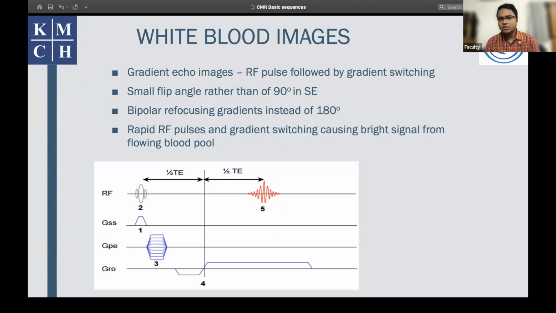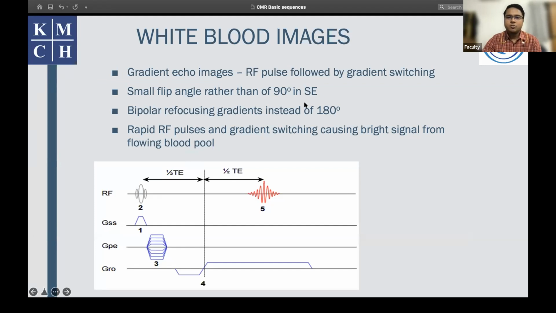So the second set of sequences are the white blood images or gradient echo images. In gradient echo images, as we saw, there is an RF pulse which is followed by gradient switching instead of a 180-degree pulse. There are two main differences between a spin echo black blood image and a gradient echo white blood image. The first is that we use a small flip angle rather than a 90-degree pulse as in spin echo. In gradient echo, we use a very small flip angle, sometimes as low as 5 or 10 degrees, instead of a 90-degree pulse.